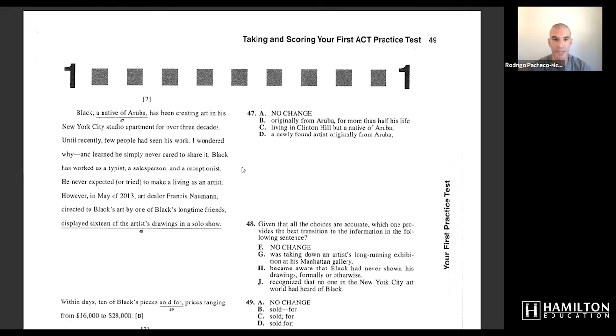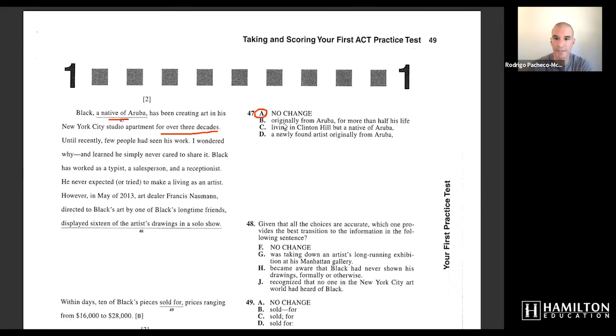So with A, no change, we're told Black, a native of Aruba. This information is new. Has been creating art in his New York City studio apartment for over 3 decades. This information is also new and quite important, as we'll see here in a minute. So we know that A, no change is our correct answer. This means that there are no redundancies here. As I mentioned, this information is new. So let's look at the other answer choices and identify the redundancies.